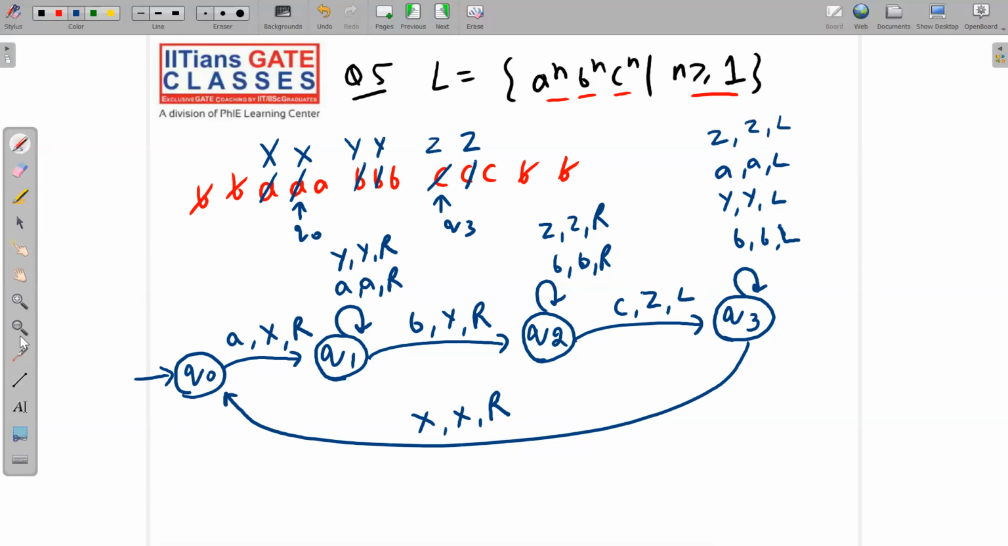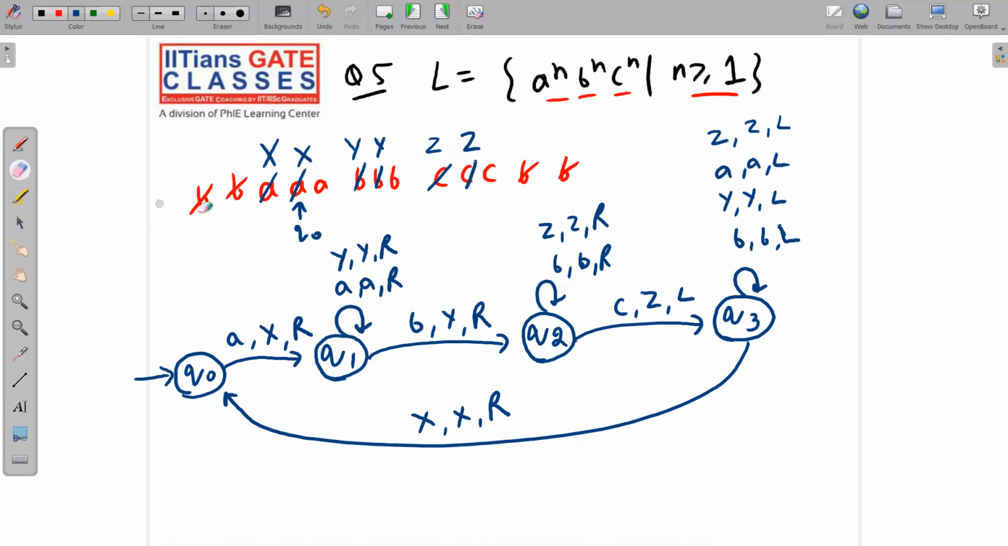Now see carefully. Q3 will ignore this B. I have given the move now, so it will ignore this B. Or directly, B will remain as B, and it will move towards the left. Then it will ignore the Y's, it will ignore the A's. But as soon as it finds the X, X will remain as X and move towards the right.